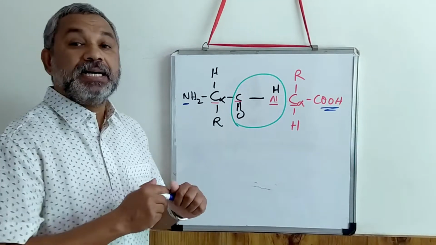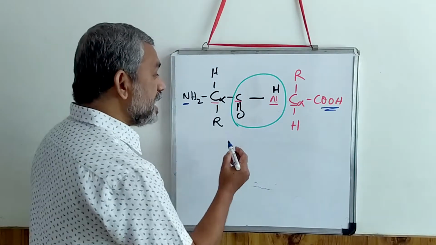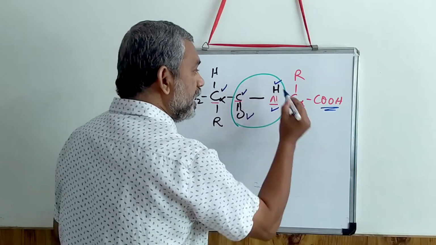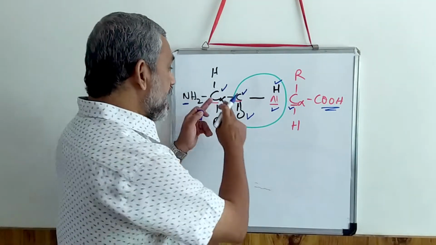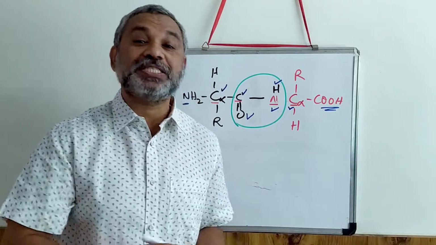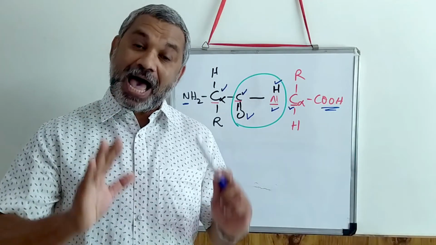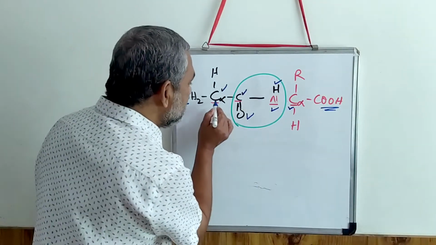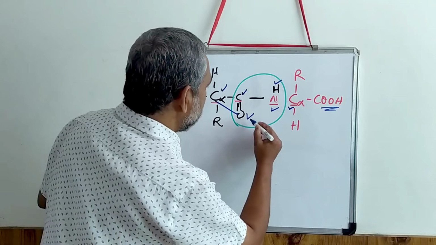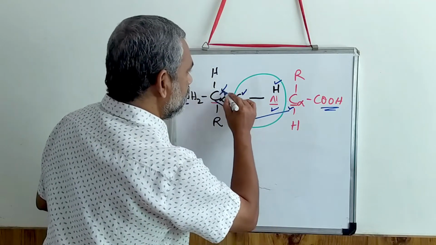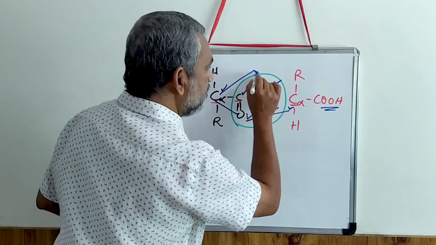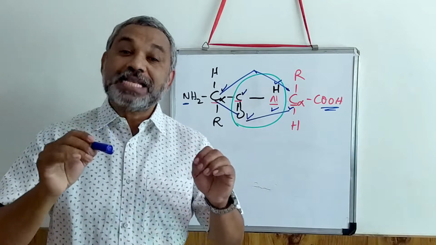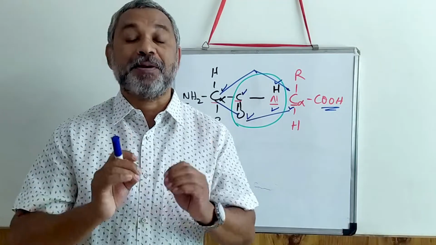So there are 6 atoms: one is this, 1, 2, 3, 4, 5 and 6. Starting from this C alpha to the next C alpha, these 6 atoms stay in a plane. For example, it stays in a plane like this. Okay, so it stays in a plane. That is the important aspect of a peptide bond.